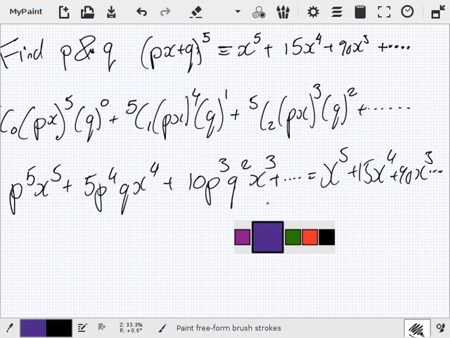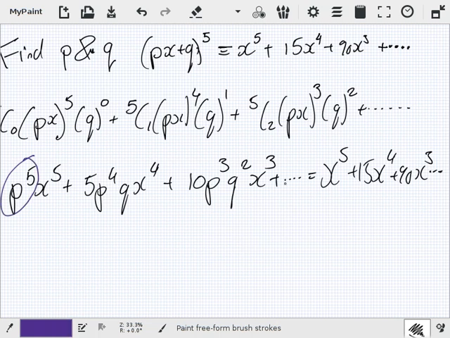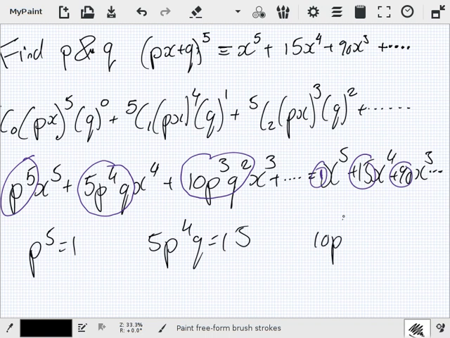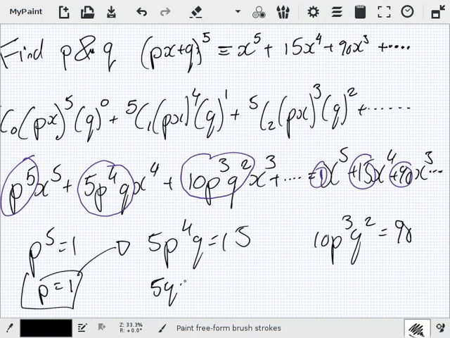Now, by directly comparing, you can see p^5 has to be 1, and 5p^4 q has to be 15, and 10p cubed q squared is supposed to be 90. So let me just write those statements down. We need p^5 to equal 1. We need 5p^4 q to equal 15. And we need 10p cubed q squared to equal 90. Well, this obviously can only be p equals 1. If I put that in there, I get 5q equals 15. So q has to be 3.